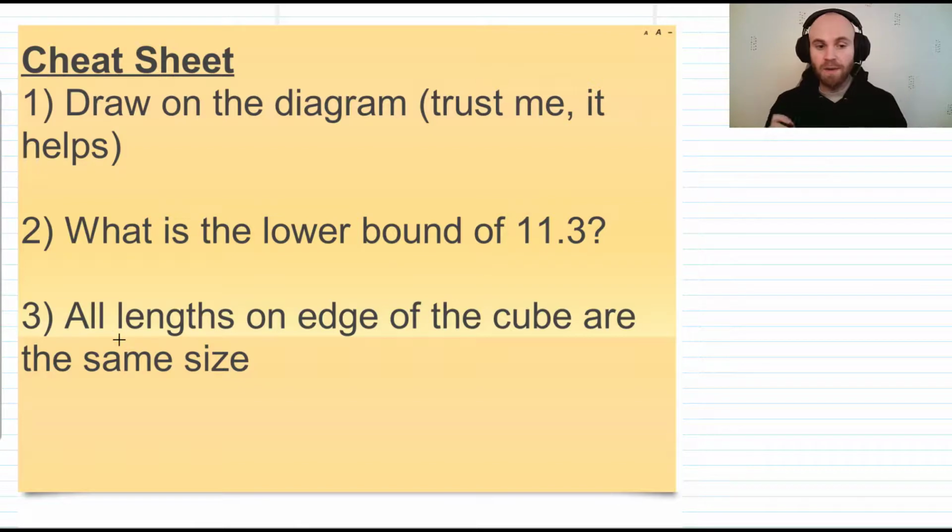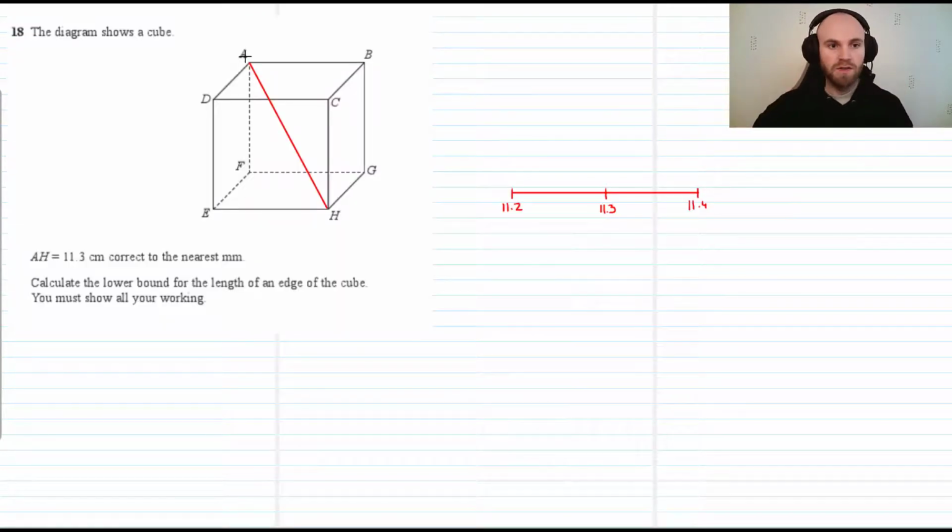And we need to remember that all of the lengths on the edge of the cube are the same size because it's a cube. So I put in this line A to H right here, and we are given that it's 11.3 centimeters, correct to the nearest millimeter. So if we look at this line here, we know that it's closer to 11.3 than it is to 11.2 or 11.4. So we know that it's going to be in the range of 11.25 and 11.35. But as we are looking for the lower bound, we are going to choose this one, 11.25, and I'm going to put that on the diagram.